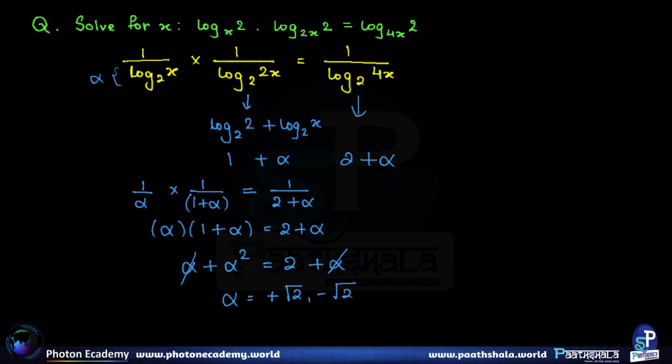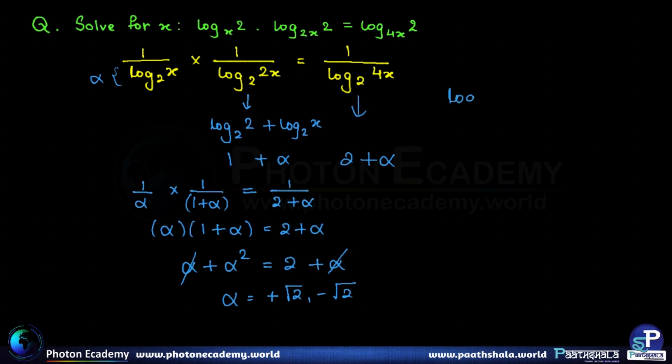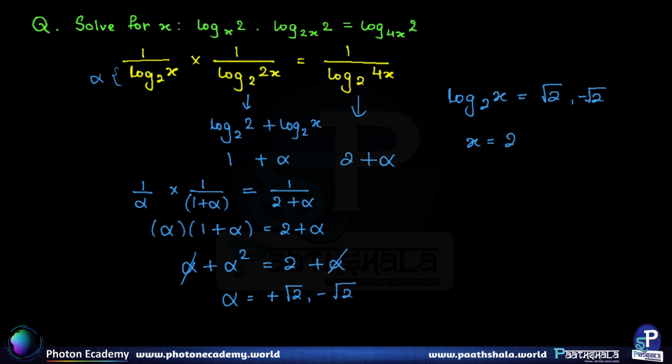But our alpha is equal to log x base 2, plus root 2, minus root 2. So our x will be 2 raised to root 2 and 2 raised to minus root 2.